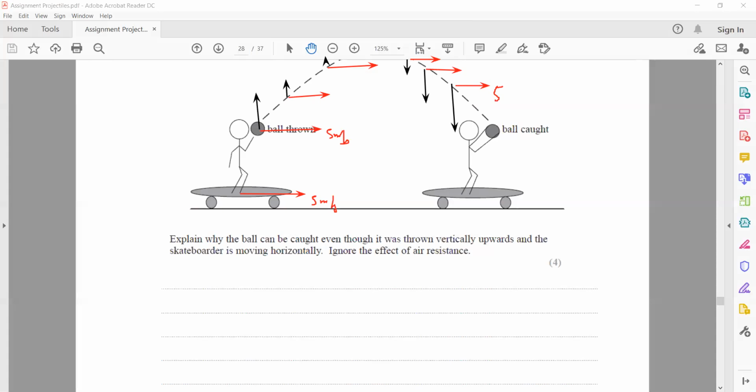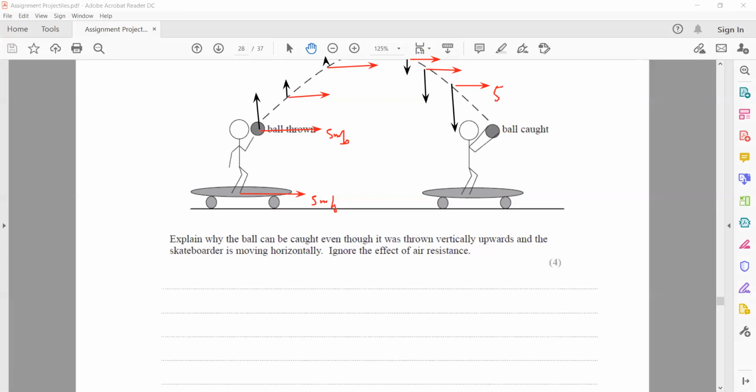So basically you will mention the horizontal speed of the ball is constant, as well as the horizontal speed of the skateboarder. Both have the same horizontal speed. There is no air resistance, so there is no change in the horizontal speed. That is why a person will be able to catch this ball, or the ball will remain all the time above him. Is it clear?